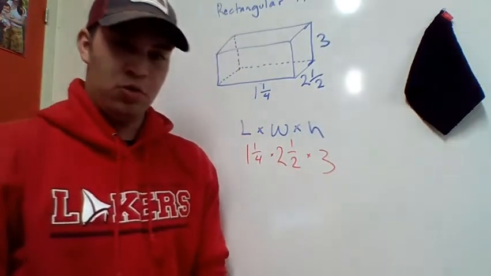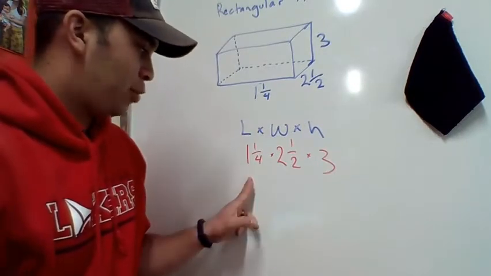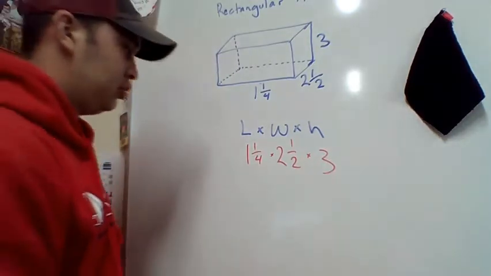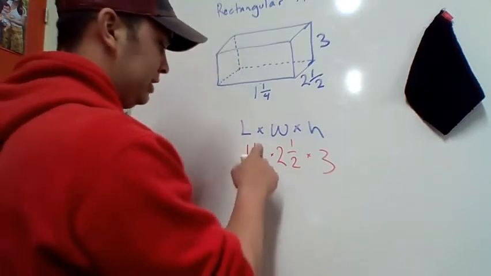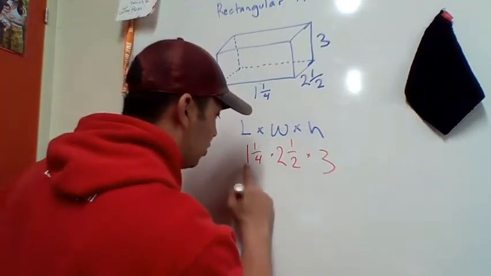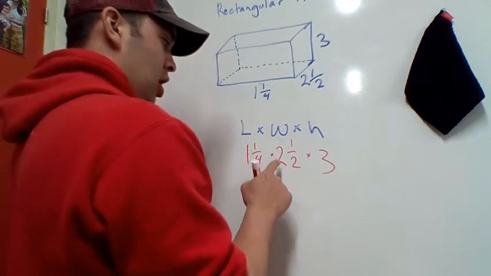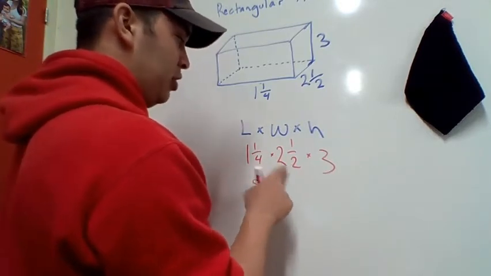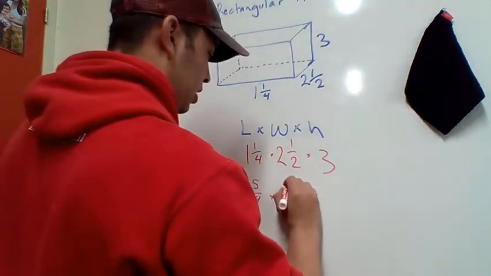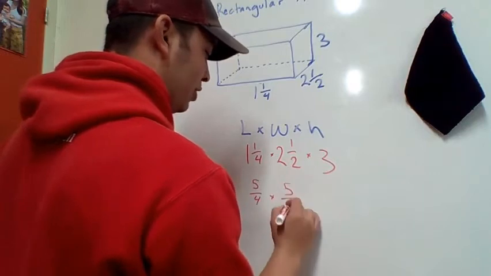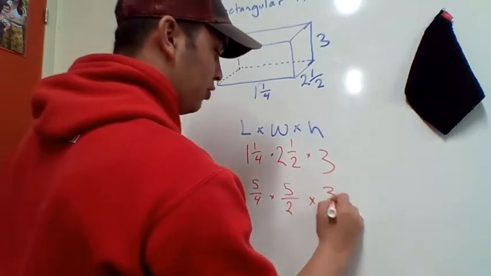Now, when you multiply, this is something that goes back to almost the beginning of the year, but we're changing these mixed numbers to improper fractions. Now, to do that, you take your whole number times your denominator. 1 times 4 is 4, plus the numerator, which is 1, so that is 5/4. Do the same thing over here. 2 times 2 is 4, plus 1 is also 5, and that is going to be over the original denominator. And 3 as a fraction is obviously 3/1.